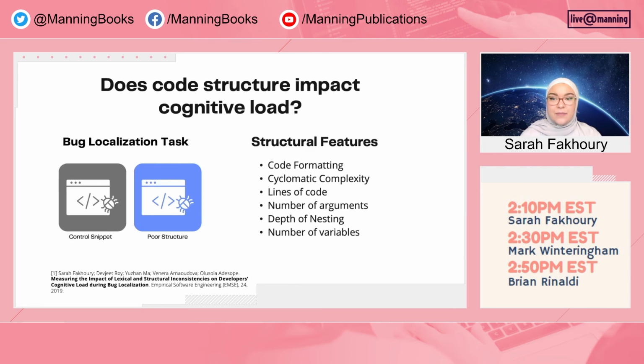And we set up the task exactly the same. So we have two identical pieces of code. They're doing the same exact thing, right? They have the same exact bug. The only difference is that one now has poor structure. And for the purposes of our experiment, poor structure meant that we changed the formatting, we changed the depth of nesting, we added some variables, all while keeping the same task and bug as the control snippet.